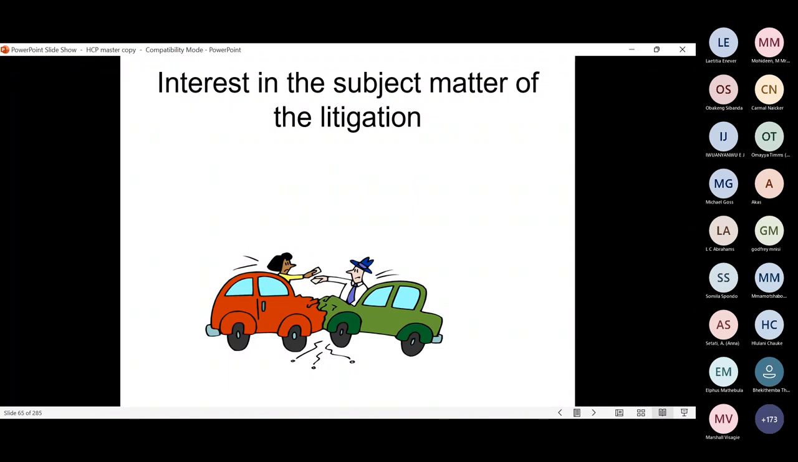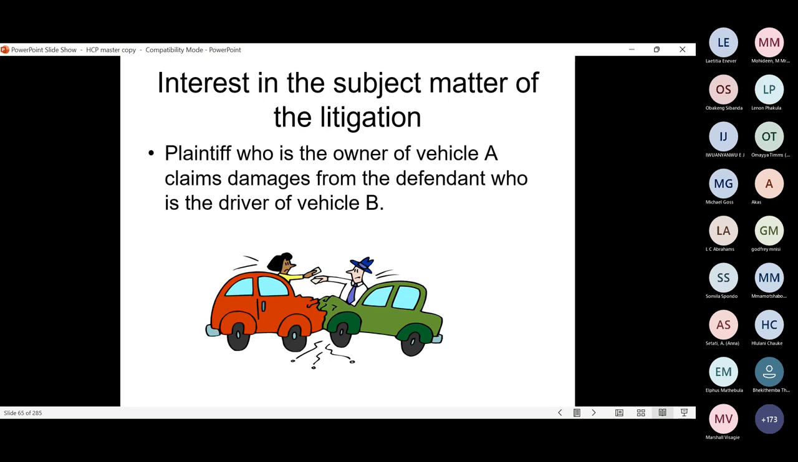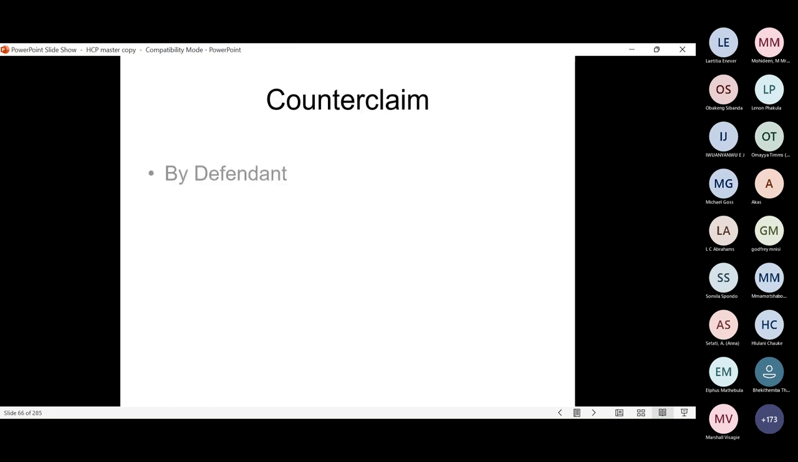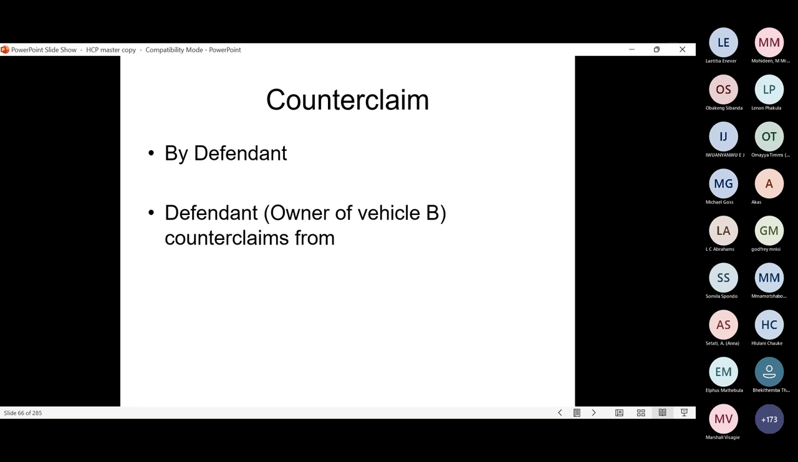No, only if the person who drove the green car is the owner, because it's only the owner that can suffer damages to the vehicle and not the driver. A driver can cause damages because of his negligent act, but he did not suffer the damages. You understand? So the plaintiff, who is the owner of vehicle A, can claim damages from the defendant, who is the driver of vehicle B, irrespective of whether the driver is the owner of vehicle B. And the defendant, who is the owner of vehicle B, can have a counterclaim against the driver of the other vehicle.